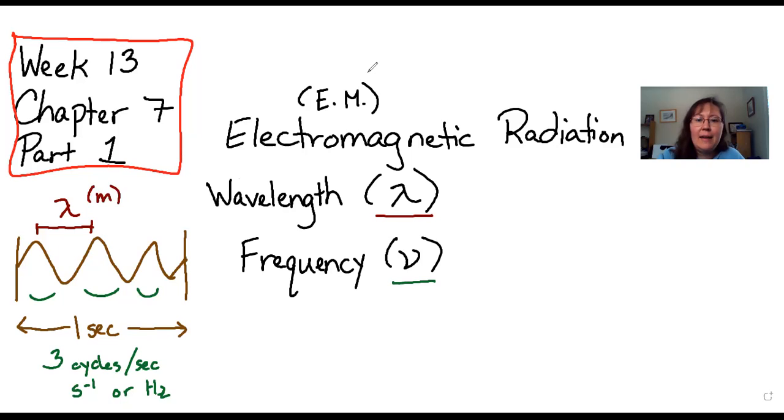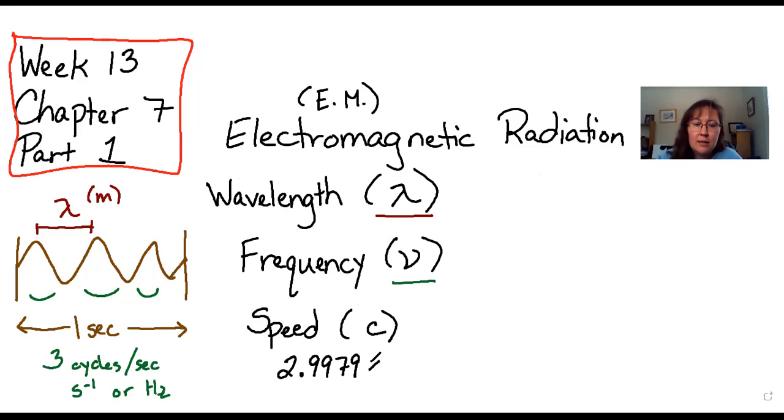And now the piece that ties this all together is speed. Electromagnetic radiation travels at the speed of light in a vacuum. Therefore, speed, or c, is going to be the speed of light in a vacuum, and you're going to be using 2.9979 times 10 to the 8th meters per second. And the equation that ties this all together is that c is equal to lambda nu.